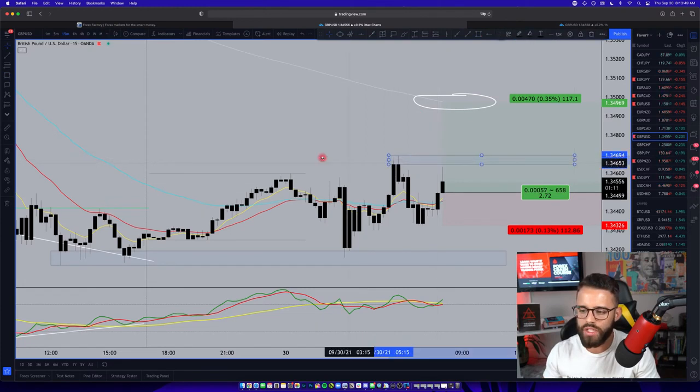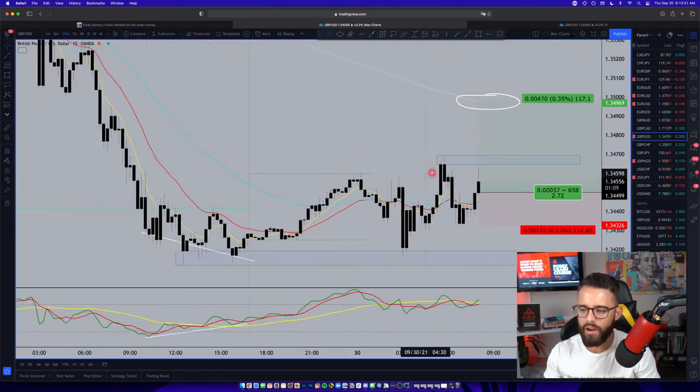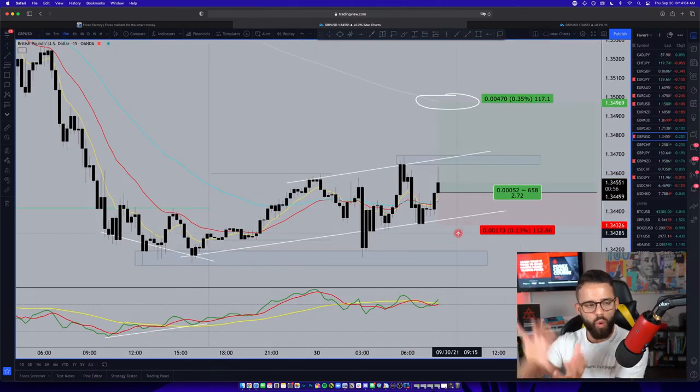Now, it's not a strong resistance level because if you look, we're actually making higher highs since the Asian session and higher lows since yesterday. So it's still holding that upward structure if you were to look at it like this. Higher highs there, higher lows here, right? So you're still in that upward trend.